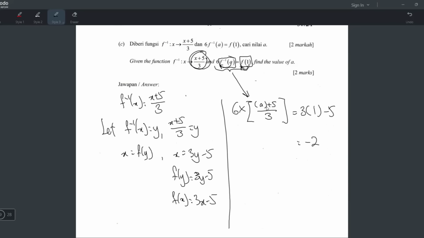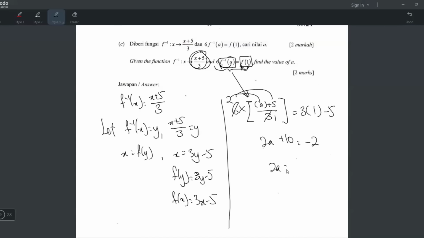And then here you are left with 6 times (A plus 5) over 3. Okay, the 6 and the 3 can cancel. Yeah, they can both be divided by 3. Top and bottom can definitely cancel. So 3 divided by 3 is 1, 6 divided by 3 is 2. So the 2 you can expand now. It will become 2A, 2 times 5 is 10.